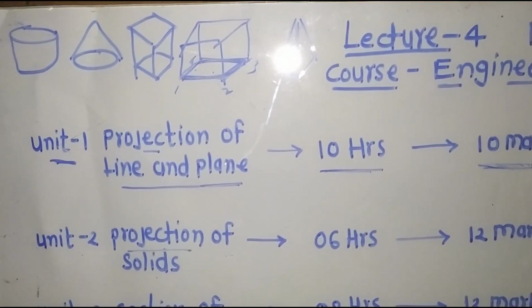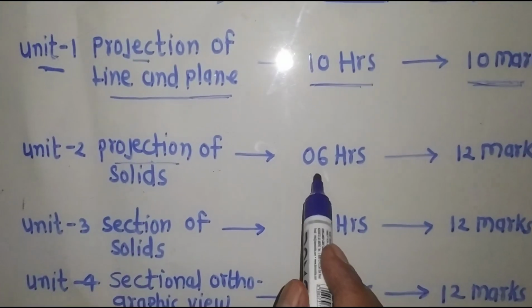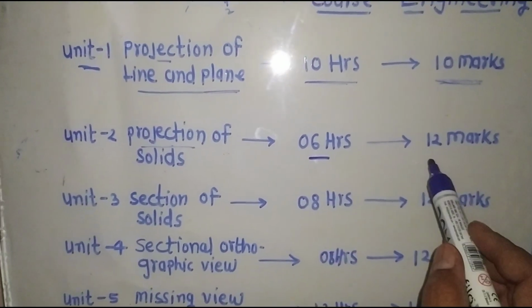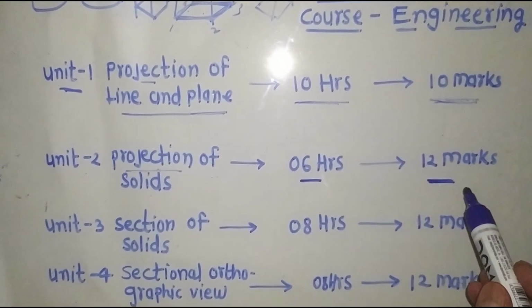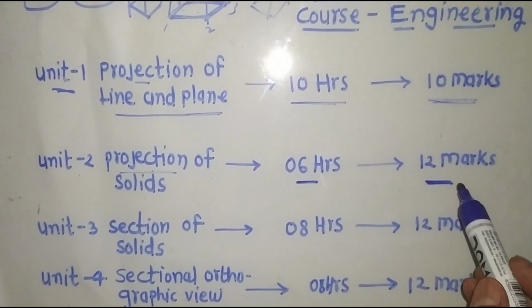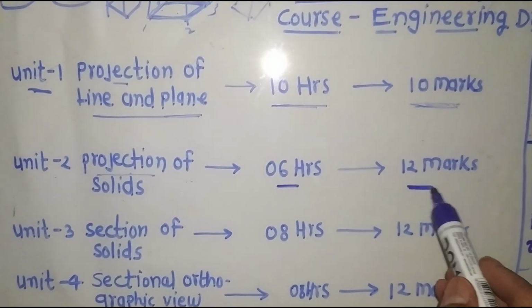This projection means, similarly, we have to draw the front view, top view and side view of the solid. They have given 6 hours for that, and they have allocated 12 marks. They will give questions, and we have to draw according to the given condition, the position of the axis, for 12 marks.